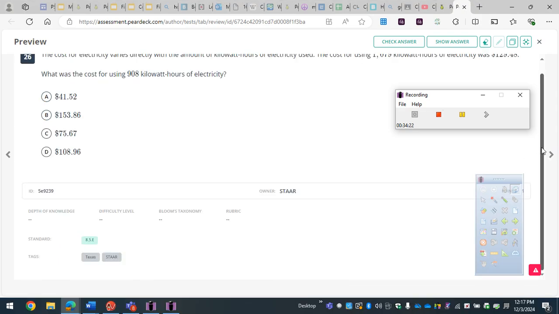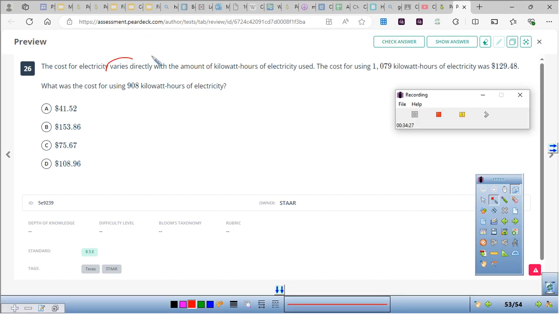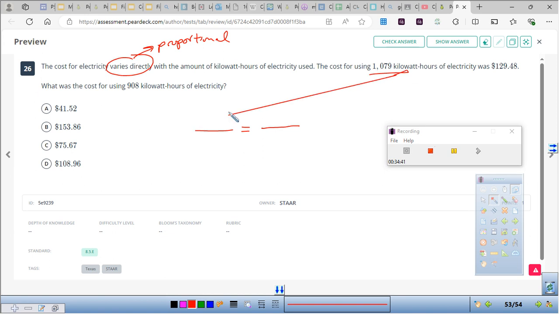Okay, this stuff is pretty easy. You just pay attention. Did you work throughout the year? You're good. Varies directly does come out a lot, and that means proportional. Once you see the words varies directly or proportional, you want to think of two equal fractions. The first number they gave me is 1,079 kilowatts over 129.48 dollars. Then they give me 908 kilowatts, so that goes on top, kilowatts, and dollars on the bottom. We can just put x here.